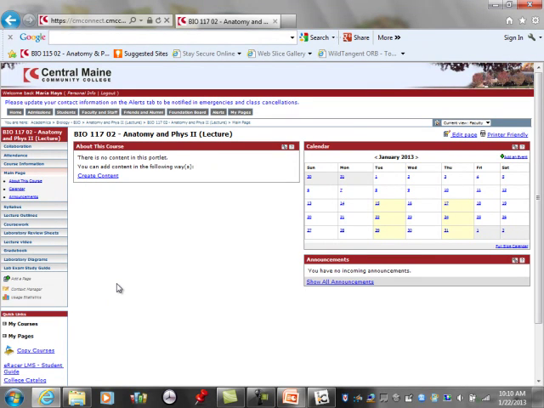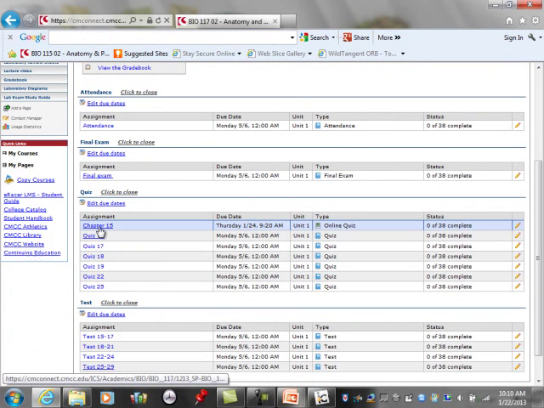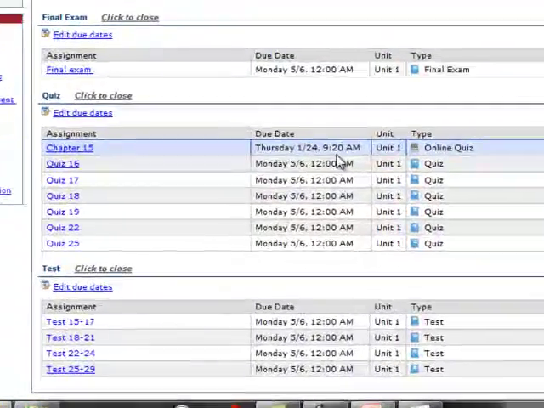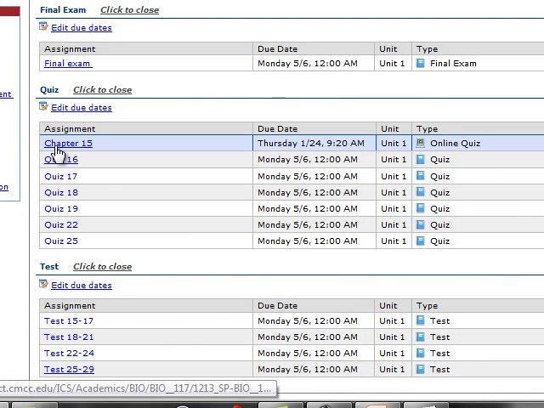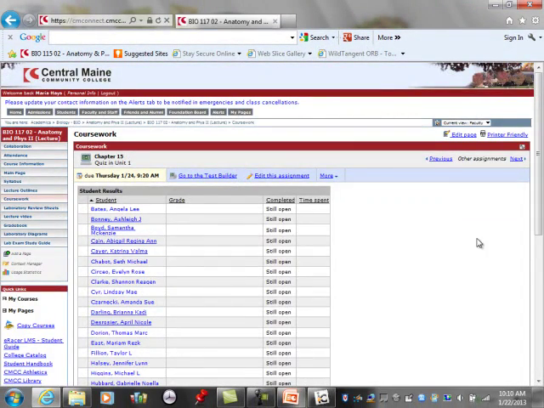So for you to go take your quiz, what are you going to do? You're going to go here to coursework. Now it's going to look different for me than it does for you. And then you're going to find the assignment. There it is. And see how it says online quiz beside it? So the date is there. Thursday, 1/24 at 9:20. It's due by then. You go in and you open it up. It shows that it's open and that you're ready to go.